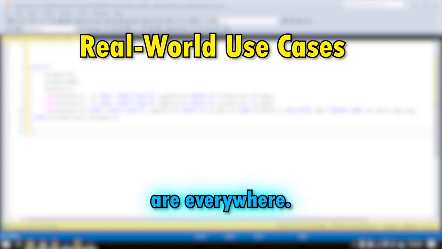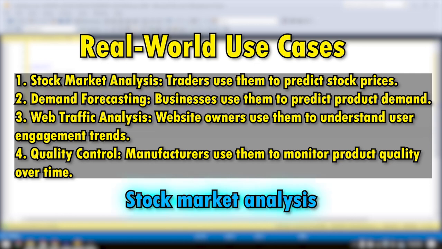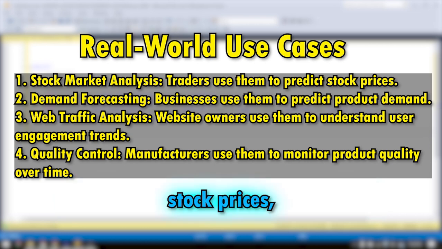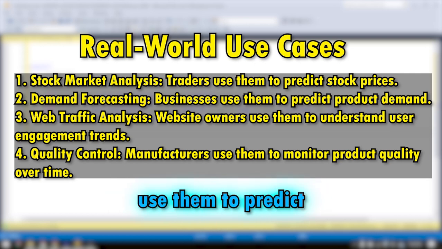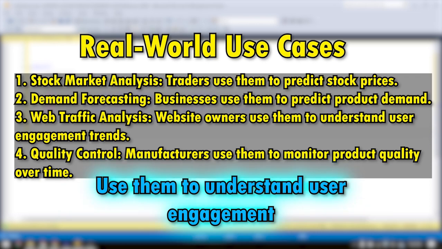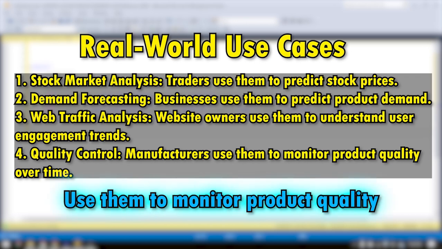Real world use cases. Moving averages are everywhere. Here are some real world applications. Stock market analysis: traders use them to predict stock prices. Demand forecasting: businesses use them to predict product demand. Web traffic analysis: website owners use them to understand user engagement trends. Quality control: manufacturers use them to monitor product quality over time.